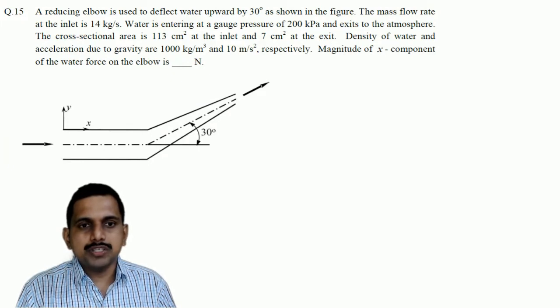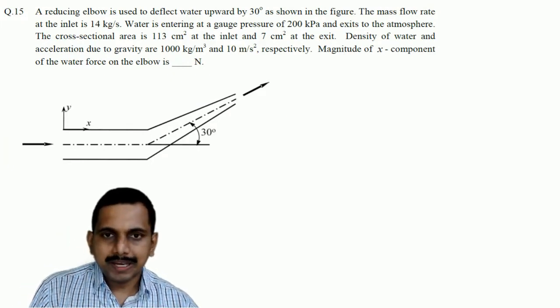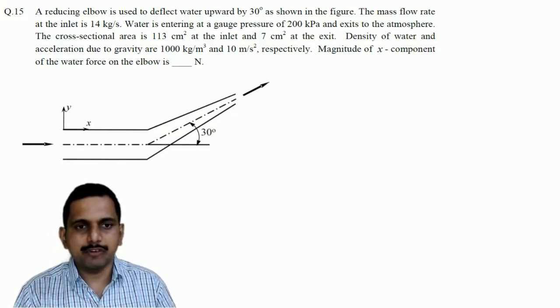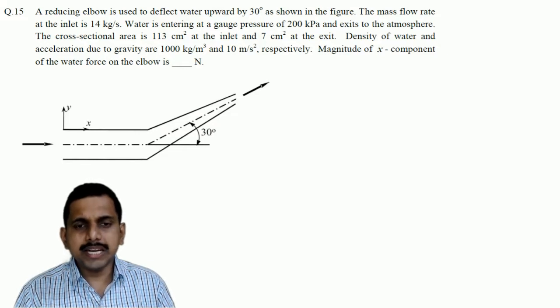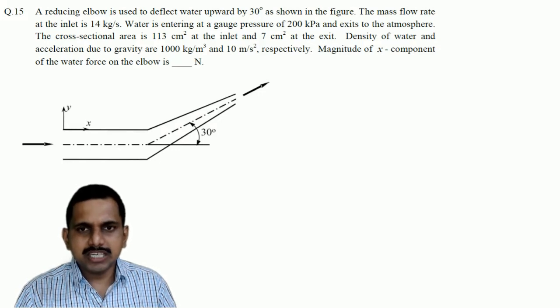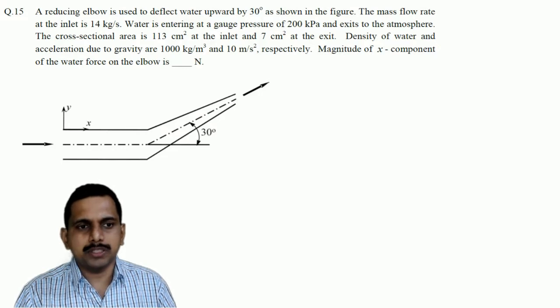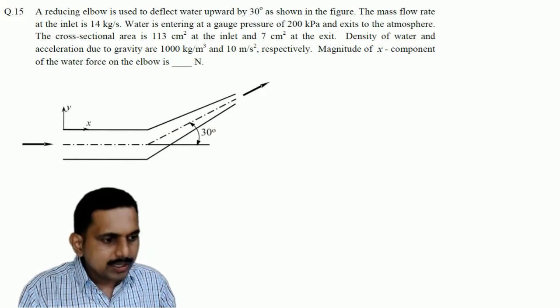A reducing elbow is used to deflect water upward by 30 degrees as shown in the figure. The mass flow rate at the inlet is 14 kg per second. Water is entering at a gauge pressure of 200 kilopascal and exits to the atmosphere. The cross-sectional area is 113 centimeter square at the inlet and 7 centimeter square at the exit. Density of water and acceleration due to gravity are 1000 kg per meter cube and 10 meter per second square respectively. Magnitude of X component of the water force on the elbow is dash Newton. This is the question. Now let us see.